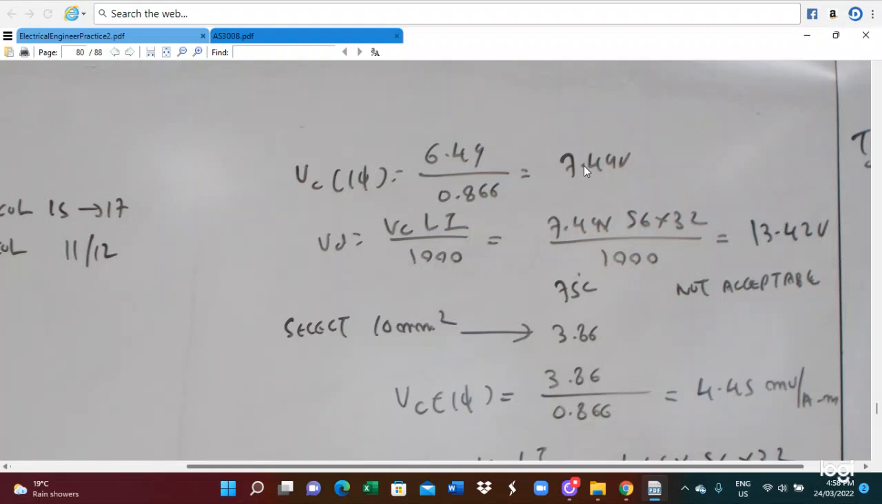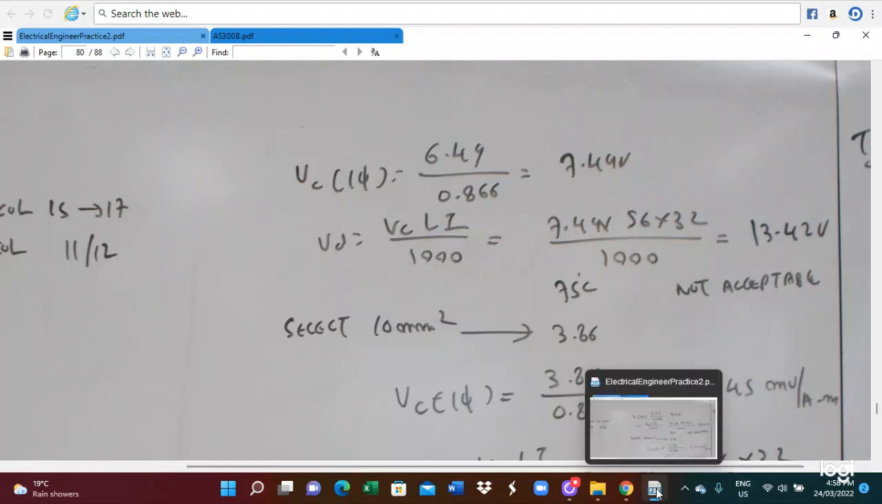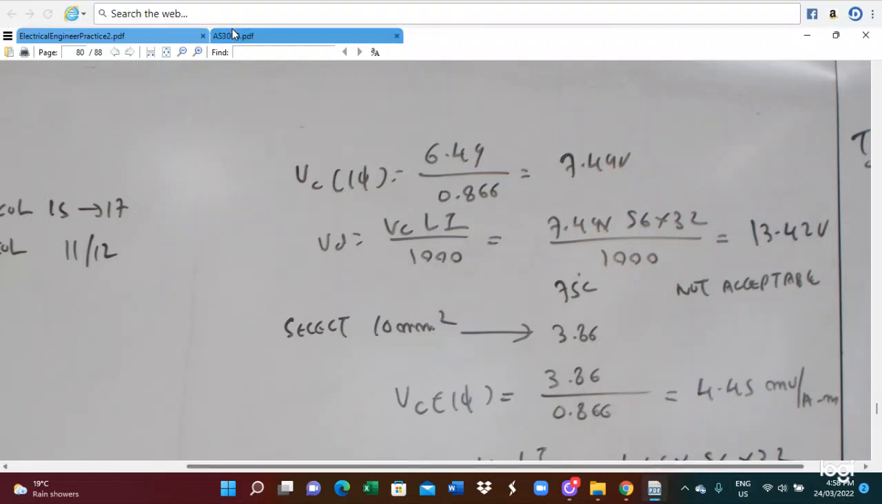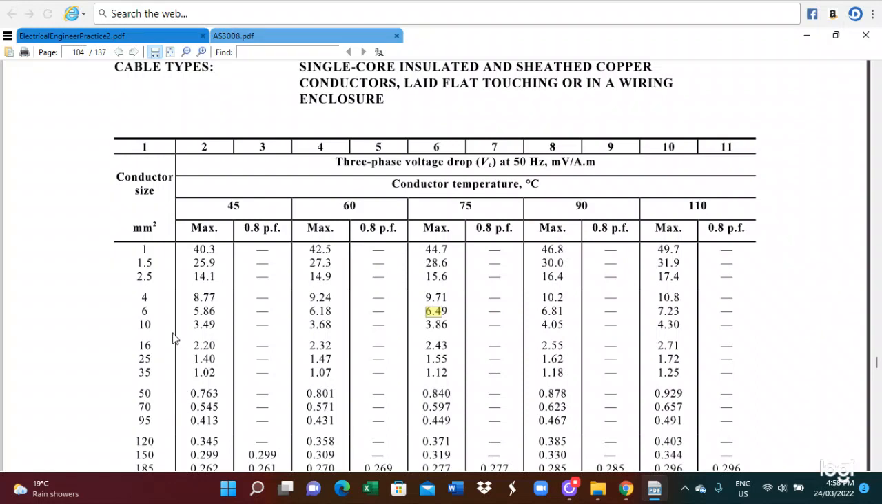So the VC by 1000, so 7.49 minus 76, PVC minus 32 by 1000, you get 30.42. So the voltage drop is compared with the 5% of the supply voltage, 11.5. Now 30.42, not acceptable. So we can select this 6 millimeter square. Therefore, you select the bigger size. Another bigger size is the 10 millimeter square. For the 10 millimeter square, you can substitute the 3.86.